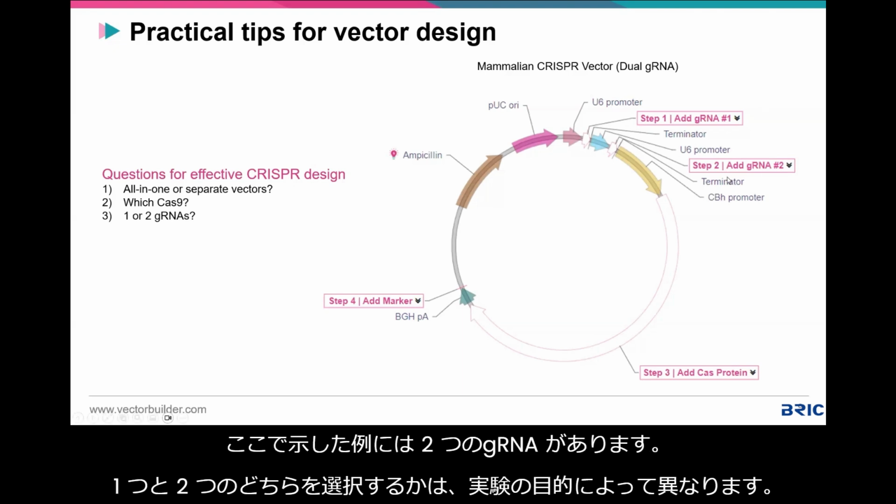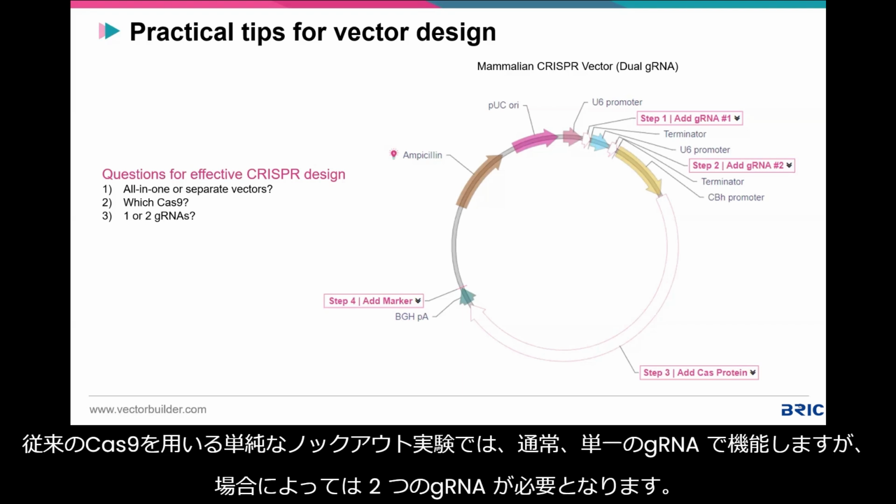The example that I've shown here has two guide RNAs. And the choice between one and two, again, depends on what your experimental goals are. For a typical, straightforward knockout experiment using conventional Cas9, a single guide RNA generally works. But two guide RNAs are necessary and useful in some cases.